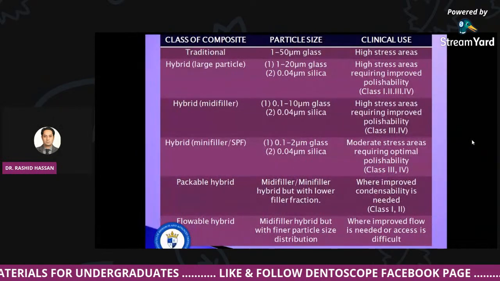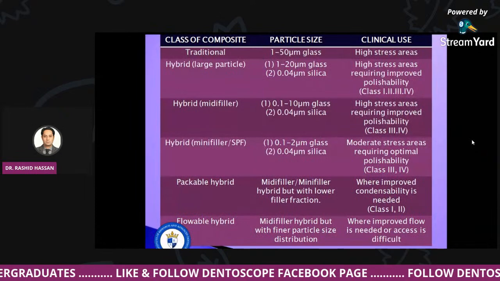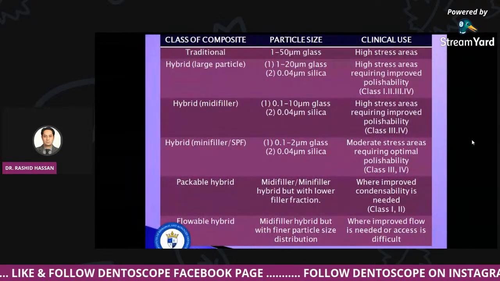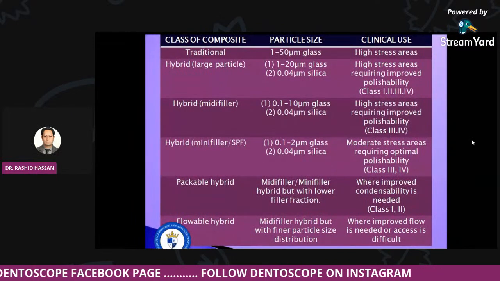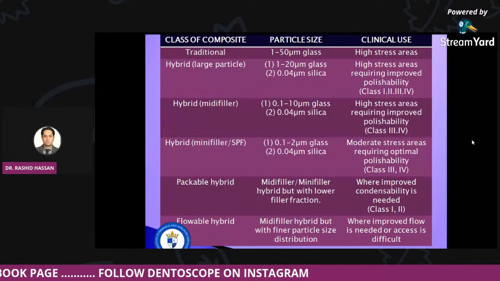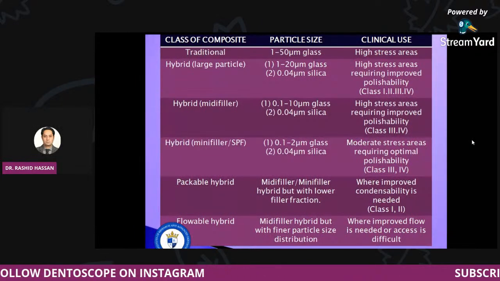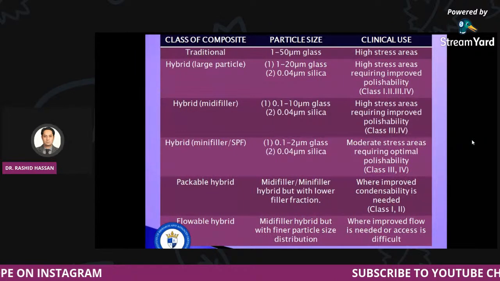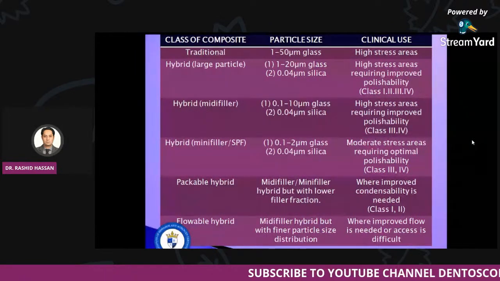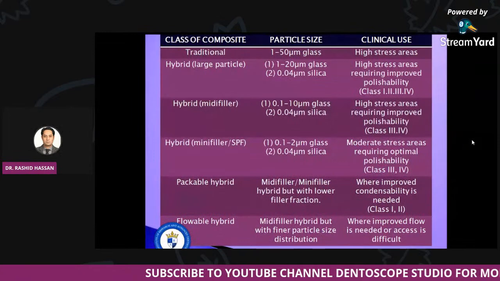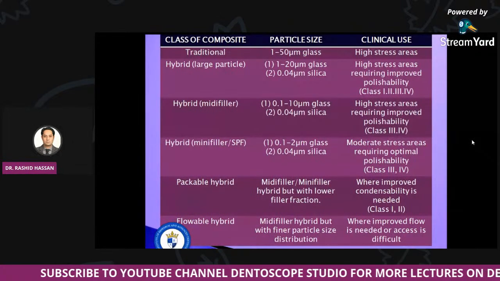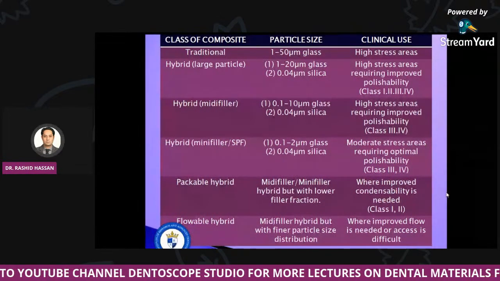These are areas which have high stress on them. Right? High stress is not just confined to these particles. So that's why we can use it in those areas. Then there are the flowable. I will discuss both of these in the coming slides.